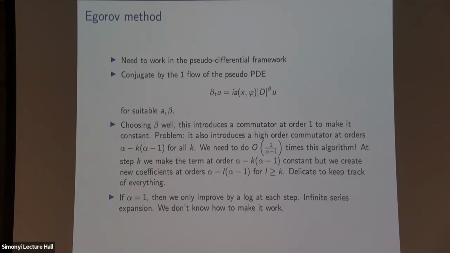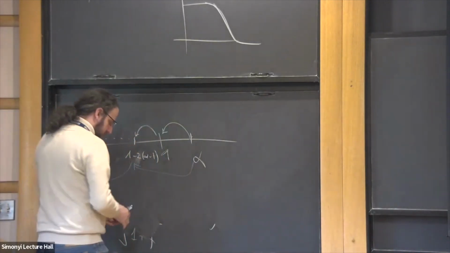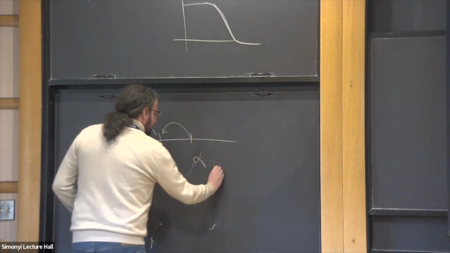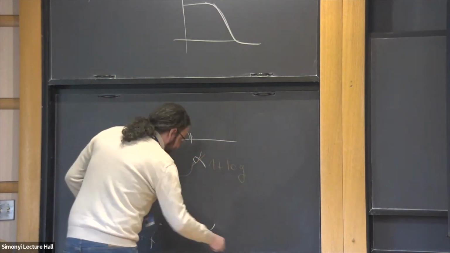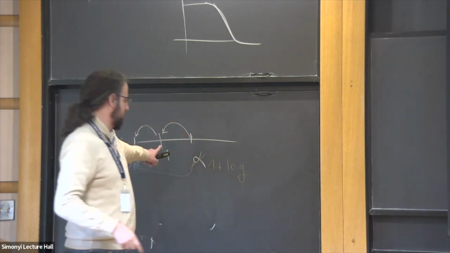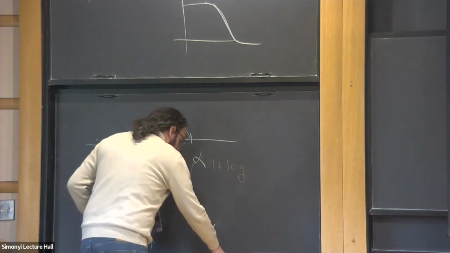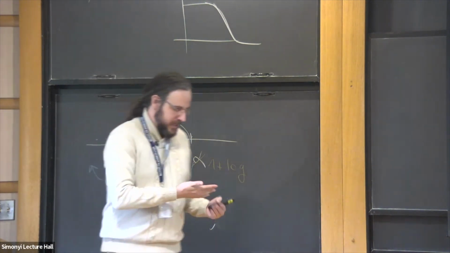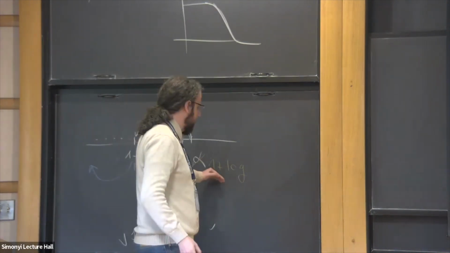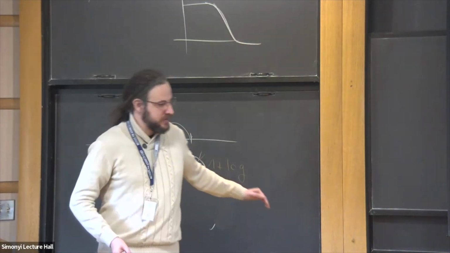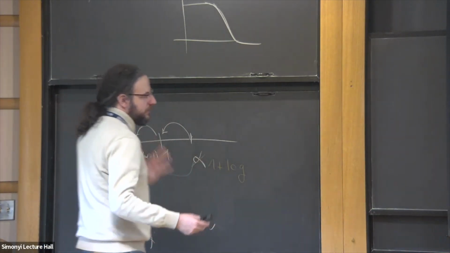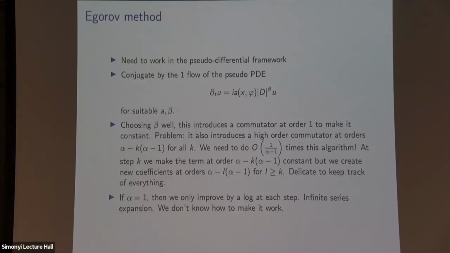If alpha is equal to 1, then we don't have 1 and 1. We have essentially 1 and 1 plus log. So that at every step of this method, we would just gain a log. And then there is no way to go to semi-linear by doing these kinds of iterations, and we would have to perform these things an infinite amount of times, and then we don't know how to control the infinite series.